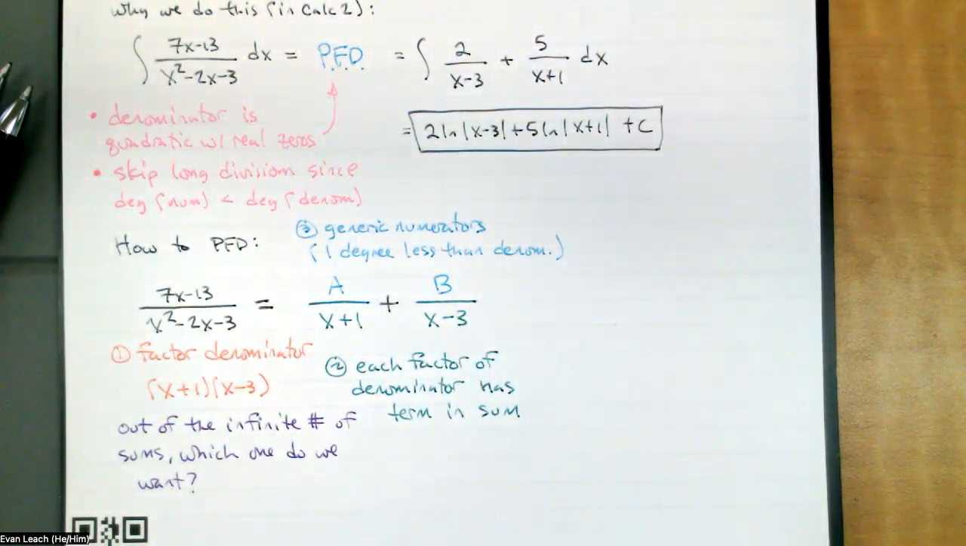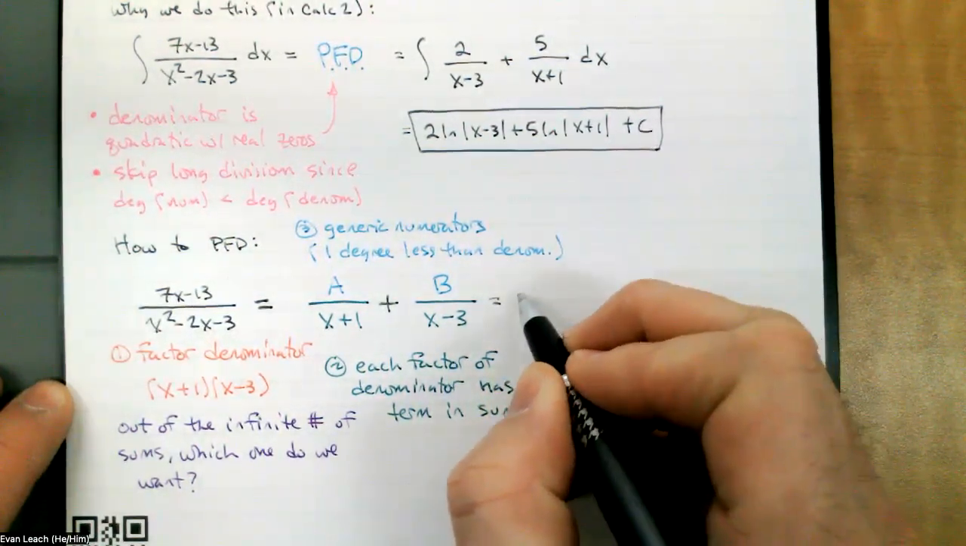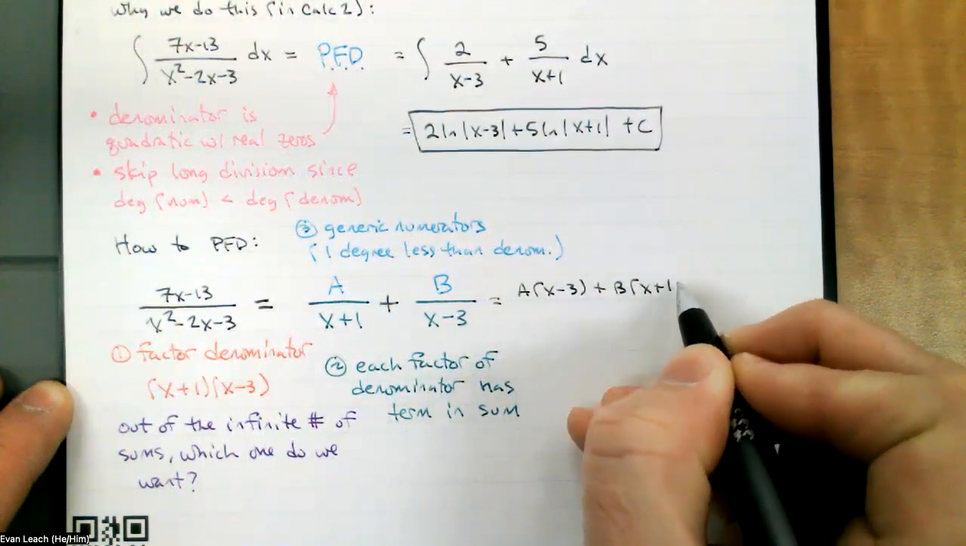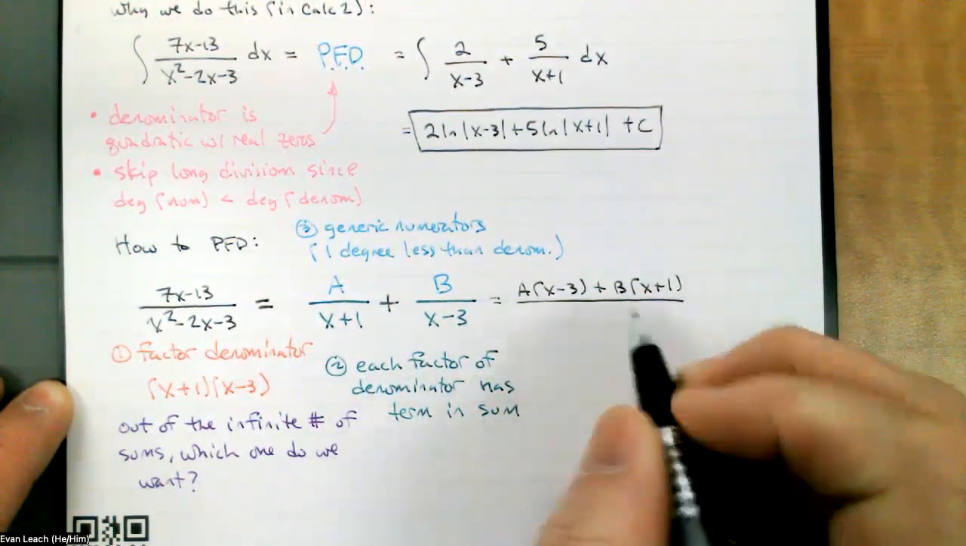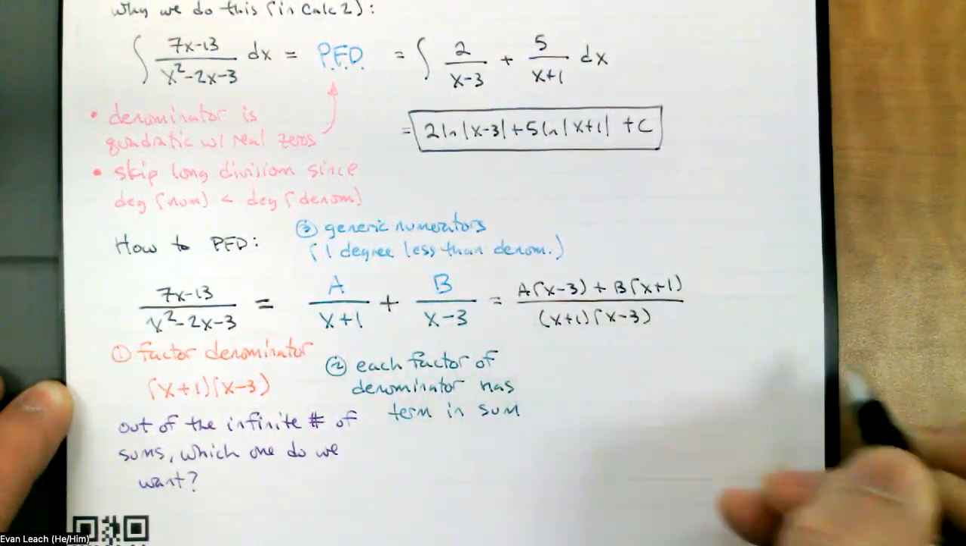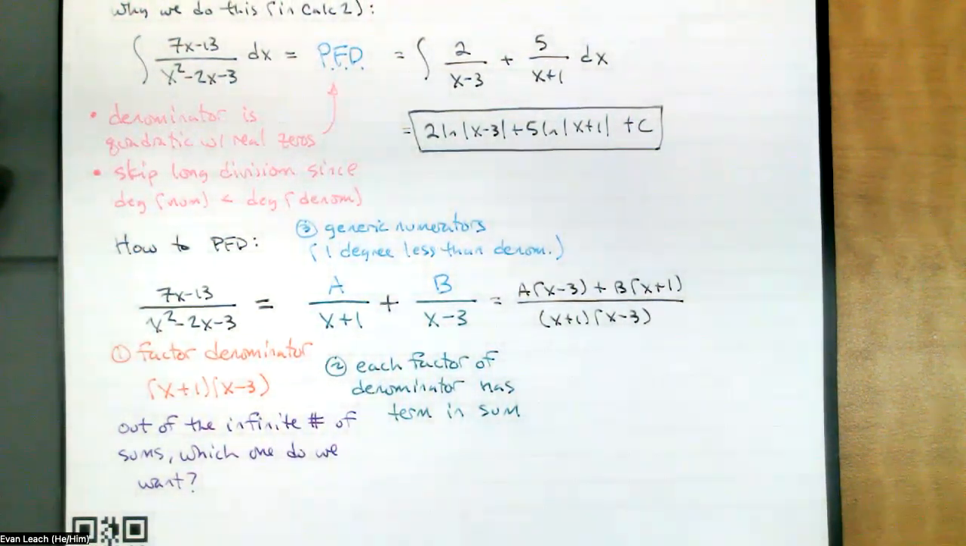Start by factoring your denominator. Each factor of the denominator corresponds to a term in the sum. Then you fill in generic numerators. Then you just make this happen. Figure out what A and B are. Once we have this, fourth, now we can find A and B.